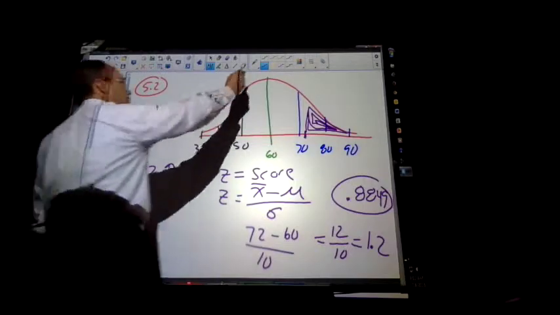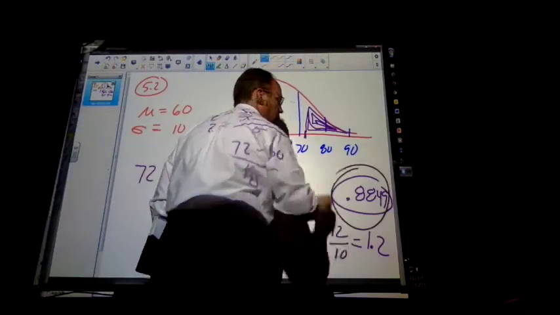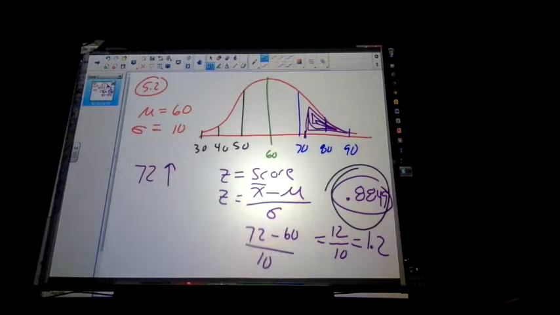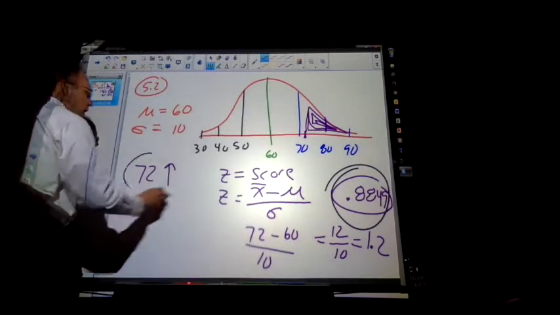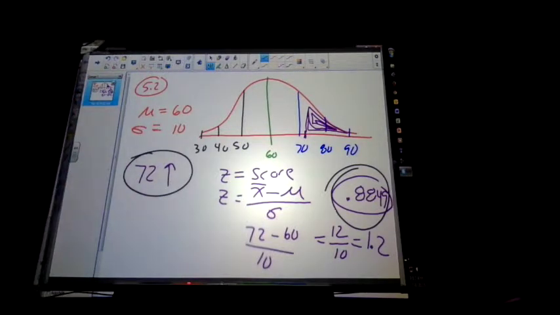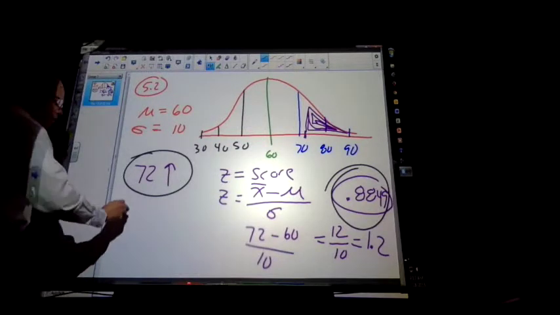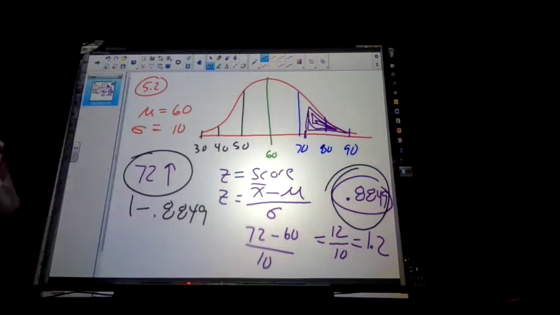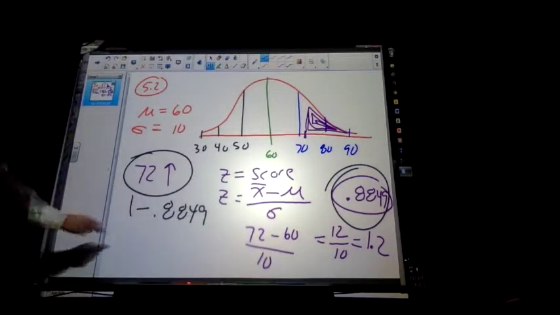So what is this in reference to? Which part of my picture? My shaded portion or my non-shaded portion right now? Non-shaded. I want values that are bigger than this. So what percent of my data is going to be larger than that? So I'm going to go 1 minus 0.8849. Help me out. 0.11.